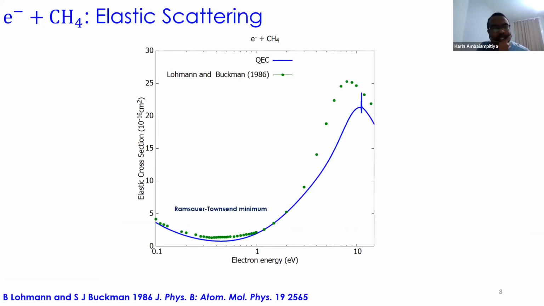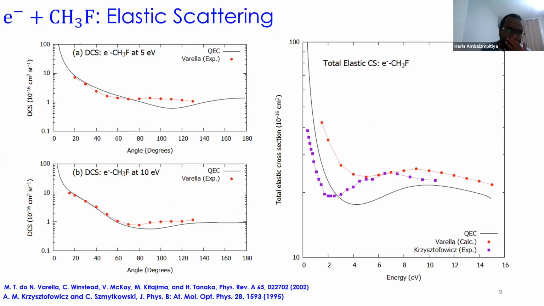Okay, finally, now let me show you some results that I obtained using QEC. Here is a graph showing the elastic scattering cross-section for the methane molecule. Here I compare the result from QEC with the experiment. You can see a very nice agreement. And we also obtain the famous Ramsauer-Townsend minimum for the elastic scattering for methane. Here is another example for CH3F, where I show the differential scattering cross-section and the total elastic scattering cross-section. You can see a very good agreement between the experimental and our theoretical calculations.